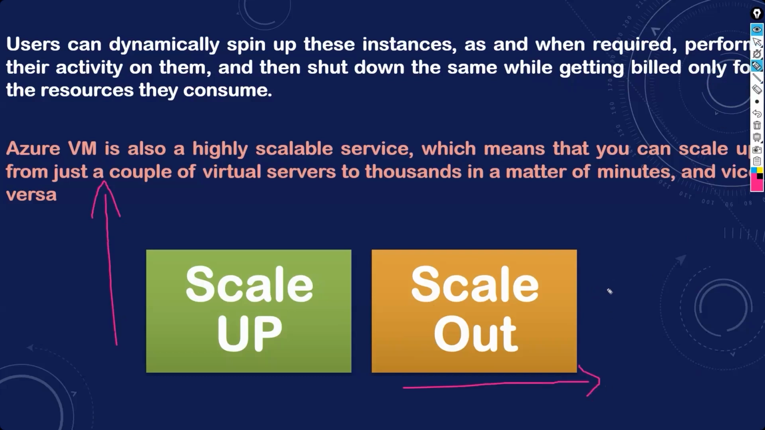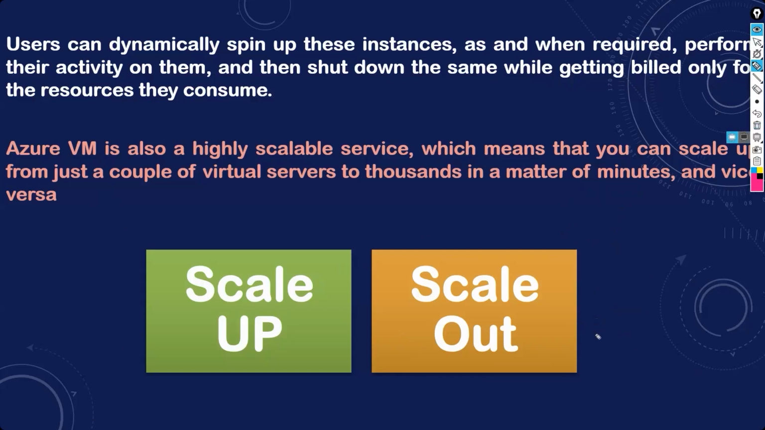So scale up means, let's say, you've created a virtual machine with 2 processors and 4 GB of RAM. And let's say your application team comes back and tells you, boss, this configuration is not sufficient for us. Well, then you have to resize it with maybe 4 processors, 8 GB of RAM, or further resize it, say 16 processors, 128 GB of RAM. So the same machine will be resized. That is called scale up or vertical scaling.